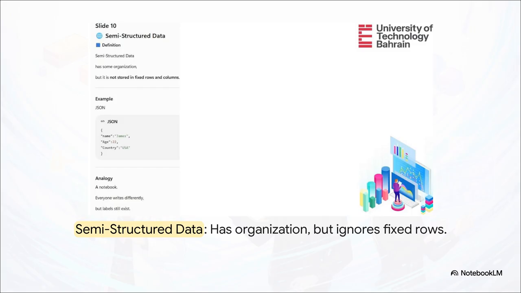And then, of course, we have semi-structured data. Think of your JSON or XML formats. It's literally like a shared notebook where everyone writes a little bit differently, but they still use sticky notes to label things. It has organization, yes, but it completely ignores the whole concept of fixed columns and rows. One record might have 3 fields, and the very next record might have 50.